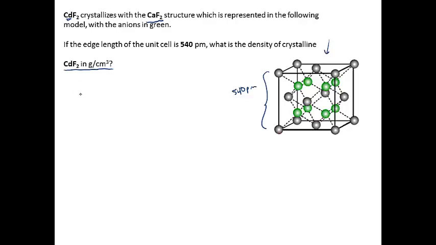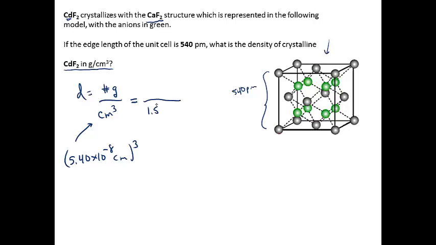So the density is going to equal the mass in grams over the volume in centimeters cubed. And so we're going to get the volume by cubing the edge length. So 540 picometers is 5.40 times 10 to the minus 8th centimeters. So if we cube that, what we get is 1.575 times 10 to the minus 22 centimeters cubed. So that's the volume of a unit cell. We need to figure out the mass of the unit cell.